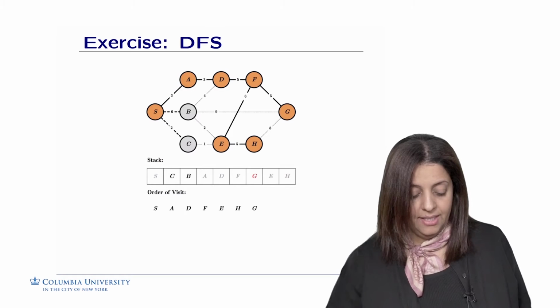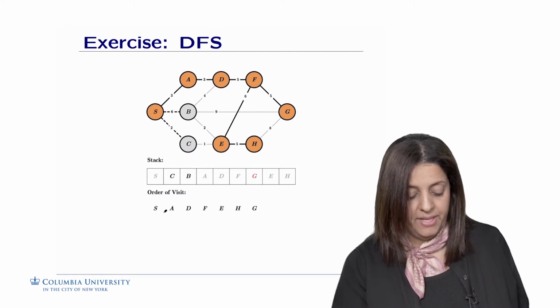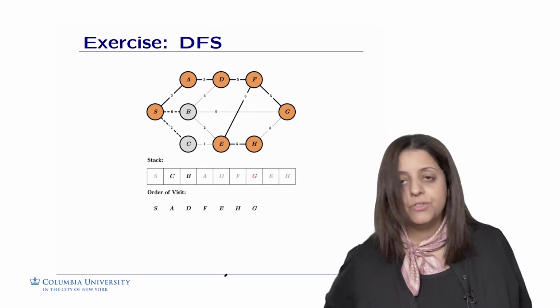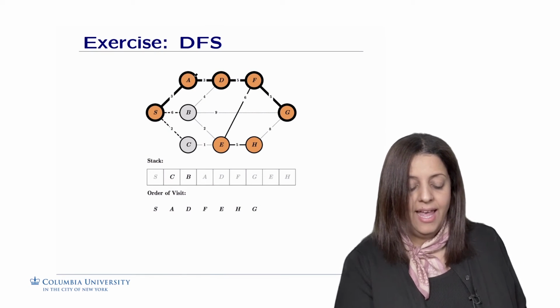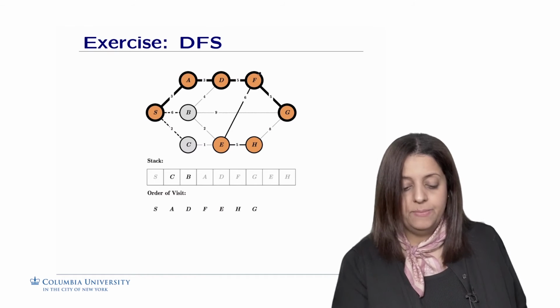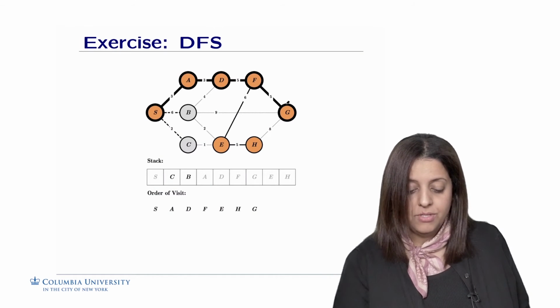So technically the order of visit would be S, A, D, F, E, H, G, which corresponds to the deepest path going through S, then A, then expanding by D, then expanding by F, and then expanding to G.